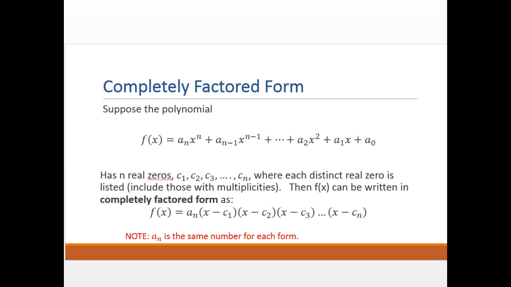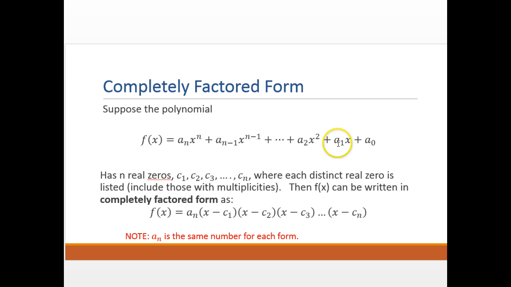Let's look at something called the completely factored form. This was the original polynomial I gave you. Remember the ugly coefficients in descending order? Say it has n real zeros, c1 through cn. Each distinct real zero is listed, including those with multiplicity. So c3 and c4 may be the same, but I'm still going to list them as c3 and c4.